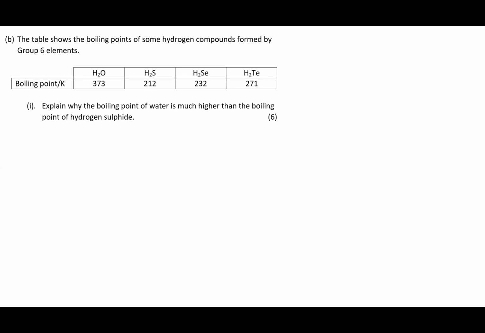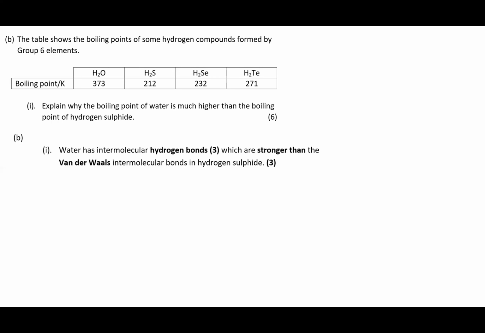So that's part A. On to part B, which is a bonding question. The table shows the boiling points of some hydrogen compounds formed by group 6 elements. Explain why the boiling point of water is much higher than the boiling point of hydrogen sulfide. Well, water has hydrogen bonds which are stronger than the van der Waals forces in hydrogen sulfide.